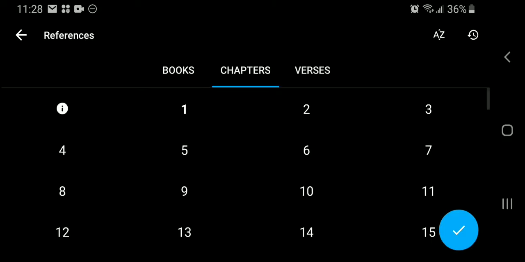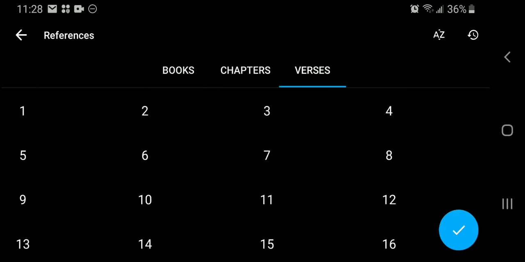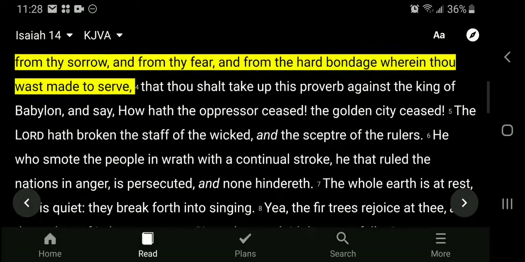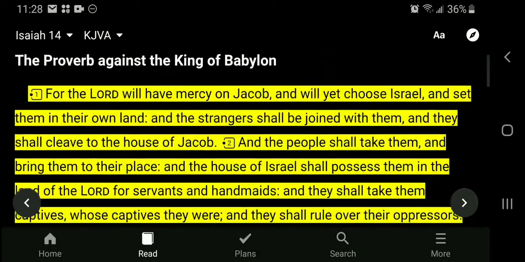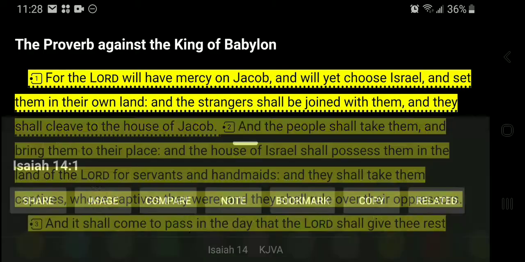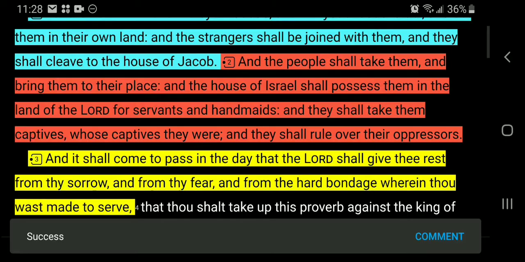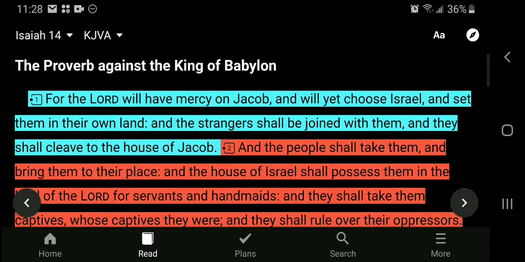Bear with me, I'm gonna get one more verse and I'm gonna close it up. Yeah, here we go. Let me highlight it real quick. This is Isaiah 14, and this is talking about the king of Babylon, which is Esau, and Babylon is America in this text.